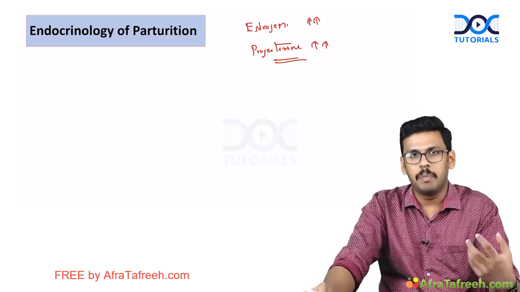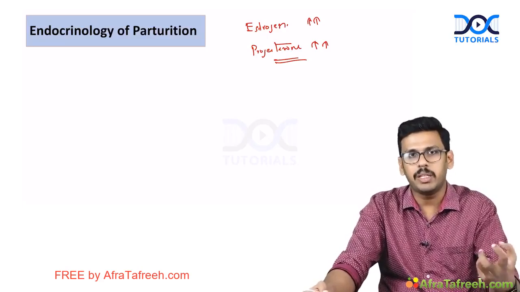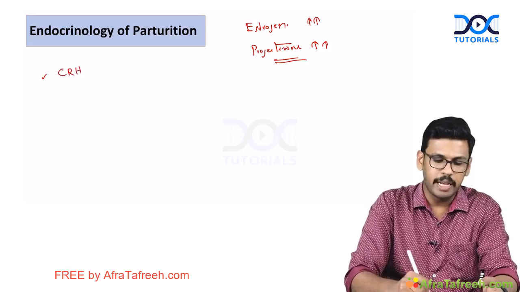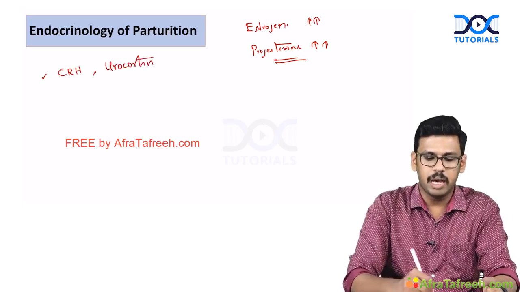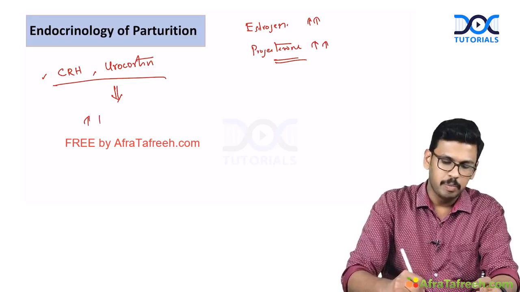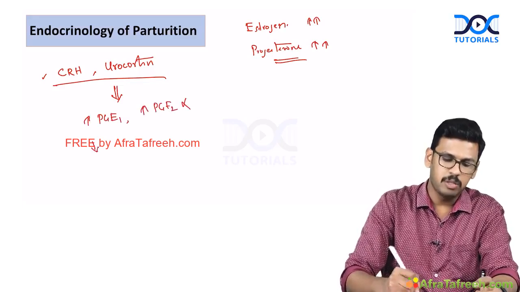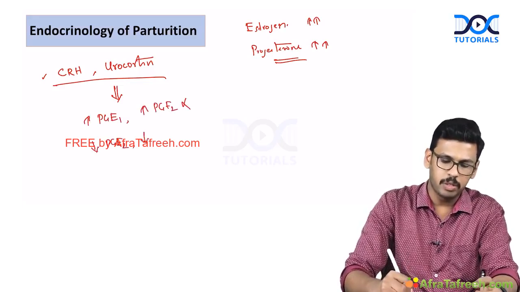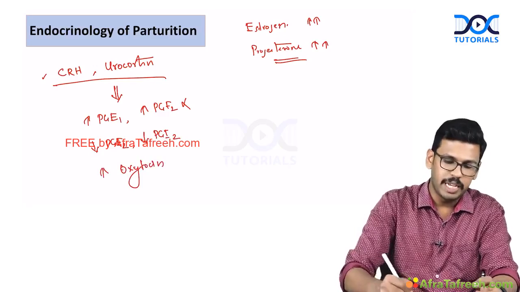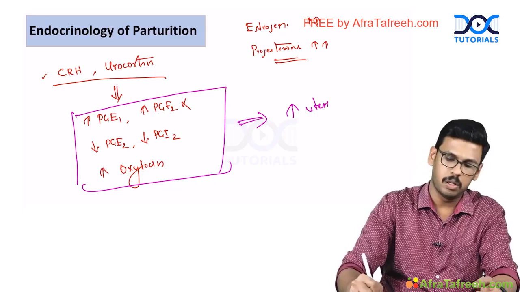So when the parturition is supposedly going to happen, they would have increased uterine contraction. So what are the mediators of increased uterine contraction? One, there is increased CRH and increased urocortin. Increased CRH and increased urocortin levels will result in increased PGE1, increased PGF2 alpha, and reduced PGE2 and reduced PGI2, and also increased oxytocin. So these are the changes occurring during parturition, which result in increased uterine contraction.